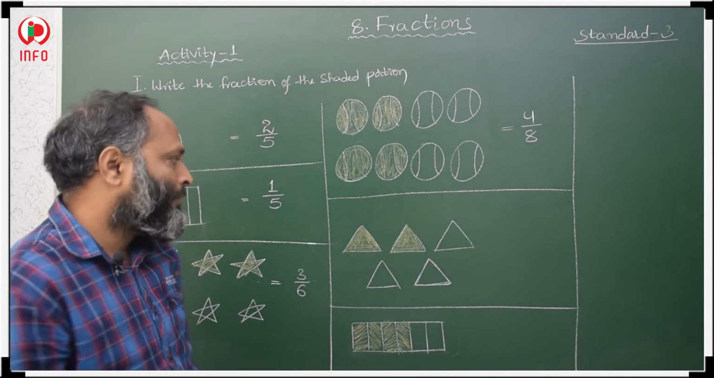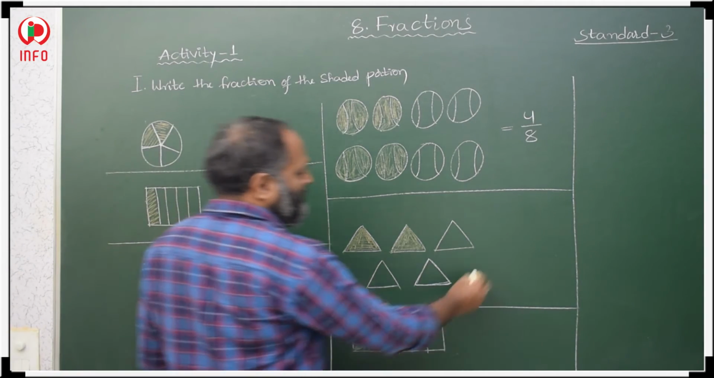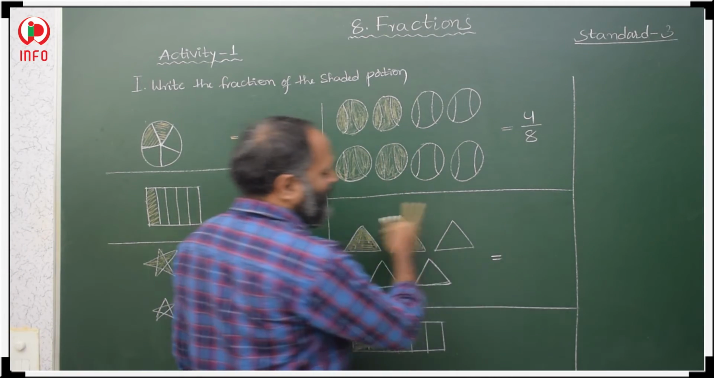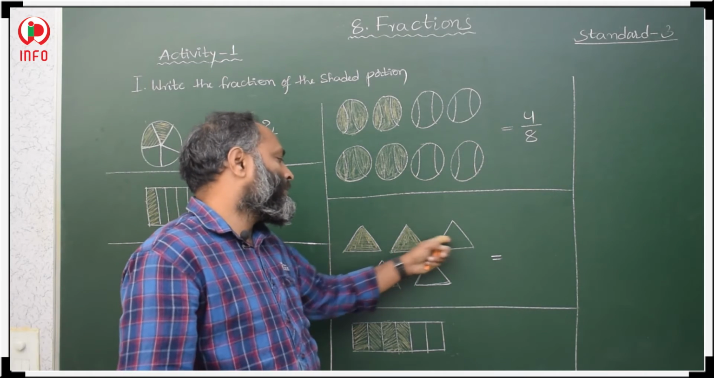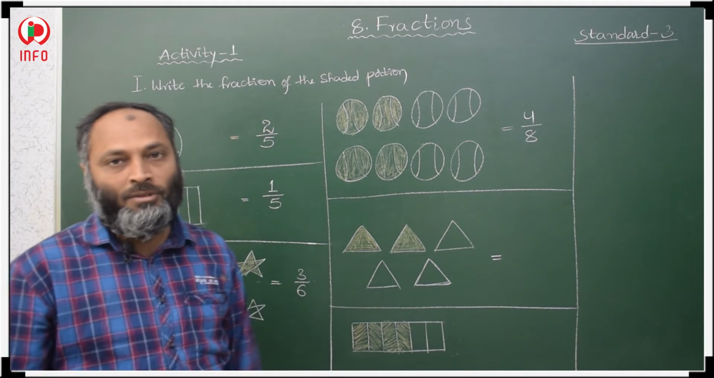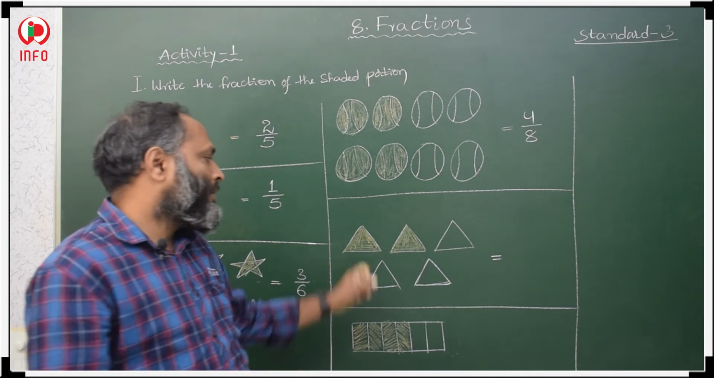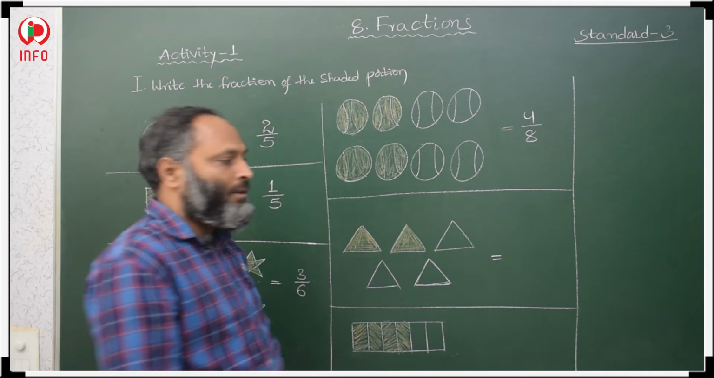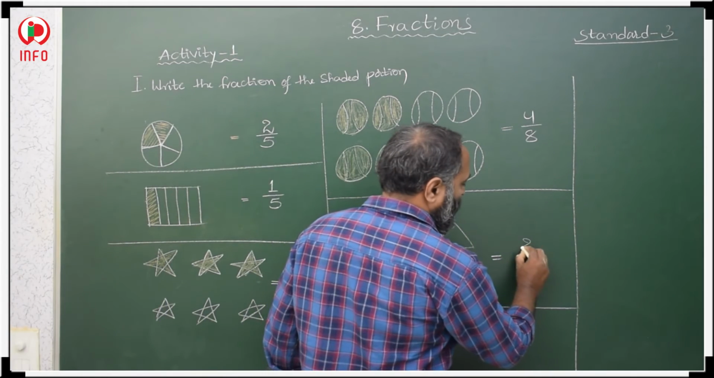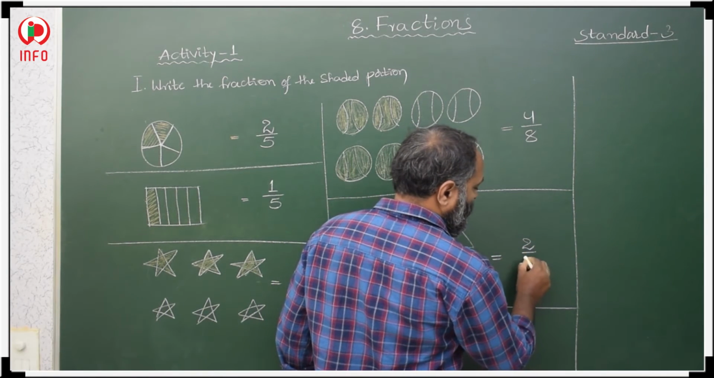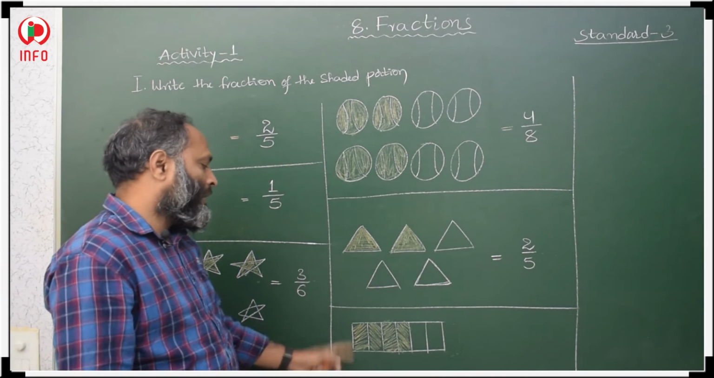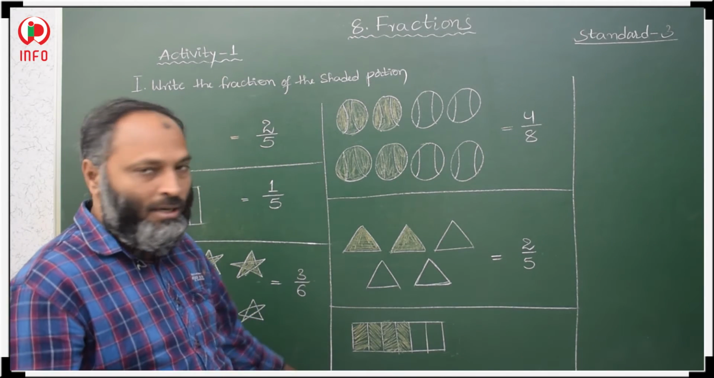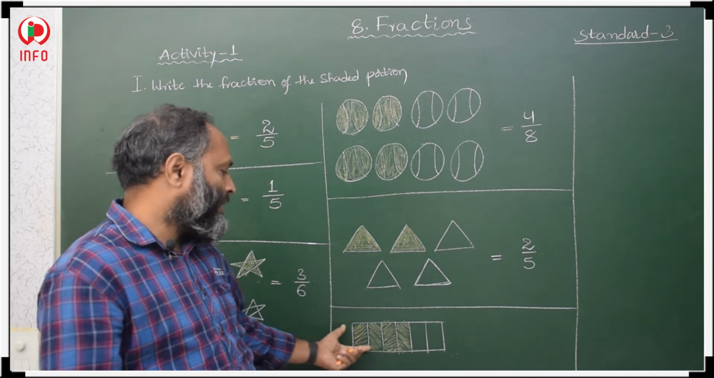Okay. Now, here in total how many triangles do we have? How many triangles are in the collection? 5. 1, 2, 3, 4, 5. In this collection of 5 triangles, 2 triangles are colored, that is 2 by 5. Now, here this is a part, not a collection, it is a part of a whole.